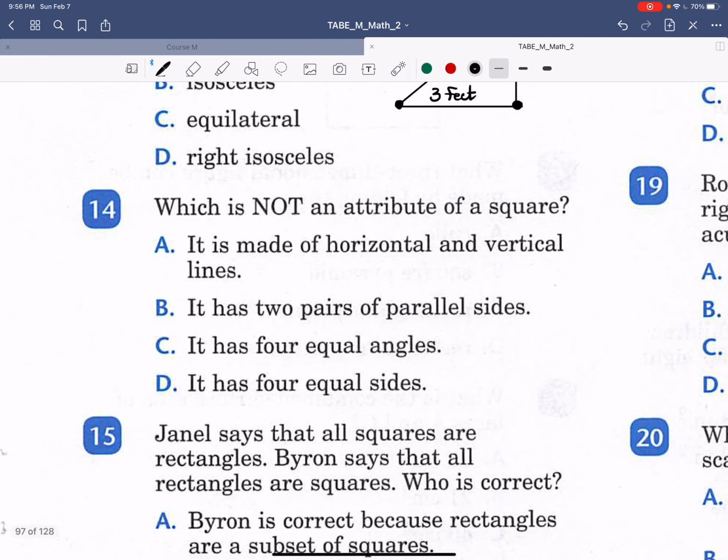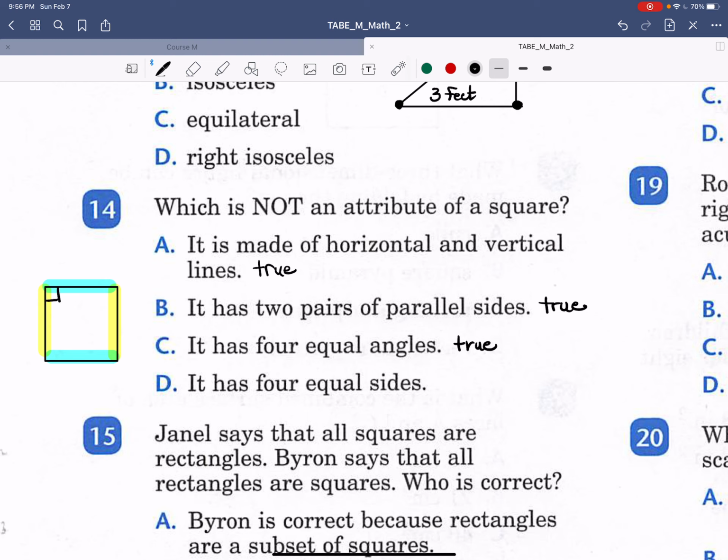Number 14. Which is not an attribute of a square? It is made of horizontal and vertical lines. That's true. It has 2 pairs of parallel sides. There's 1. There's 2. That's true. It has 4 equal angles. That's true.